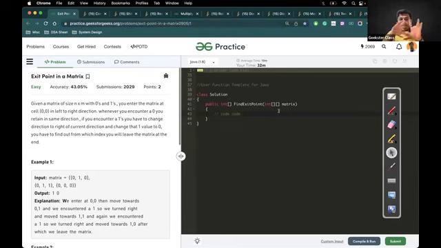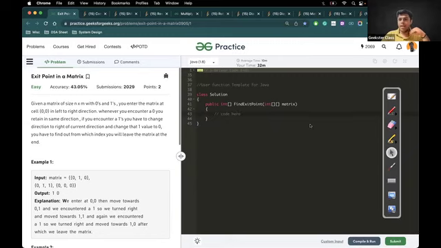Maybe you can also learn depth first traversal, DFS, which we will be learning when we discuss recursion, graphs, trees and all. But you can get a glimpse of DFS from this question, which is exit point of a matrix.